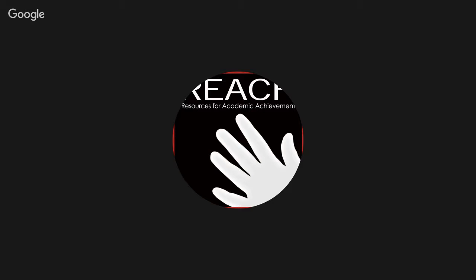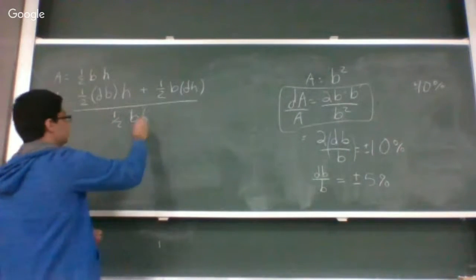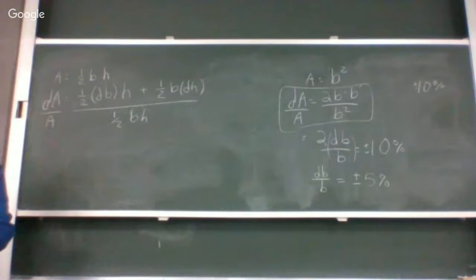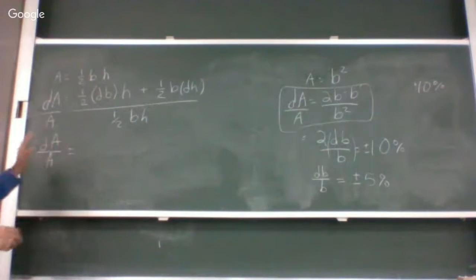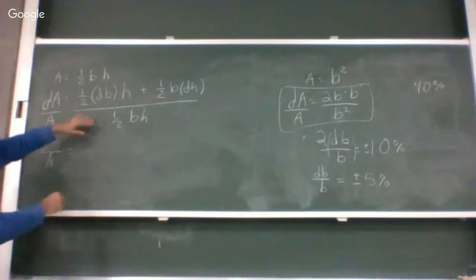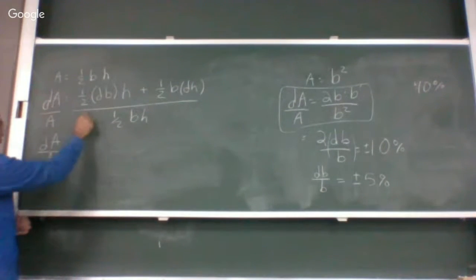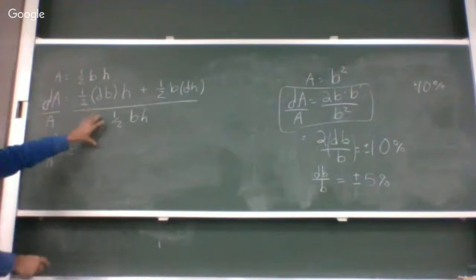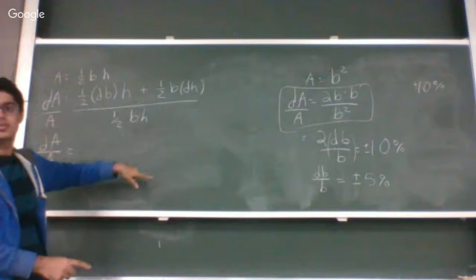To get dA over A, which is 1/2 base times height. So the first step is just learning how to simplify this. People can get confused in the math because it can get tricky sometimes. So in this, the best thing to do is just to separate them into two fractions.